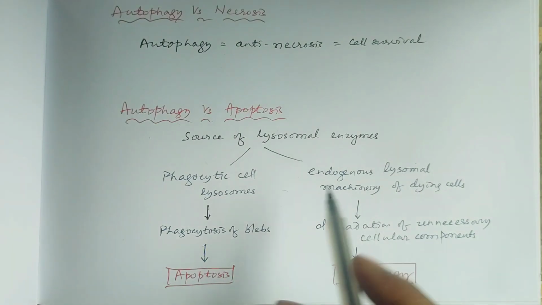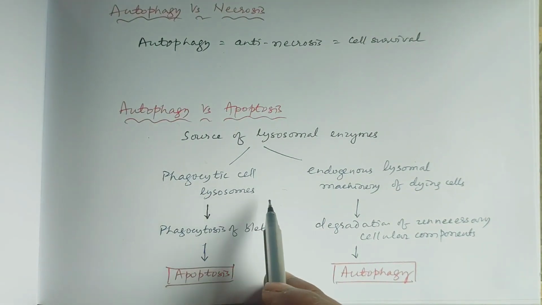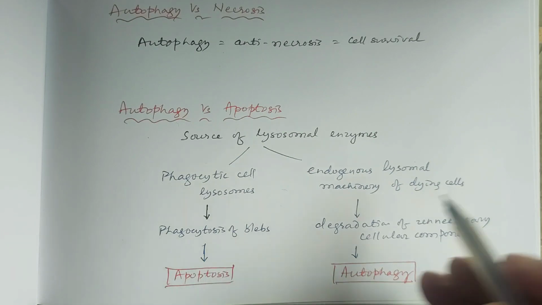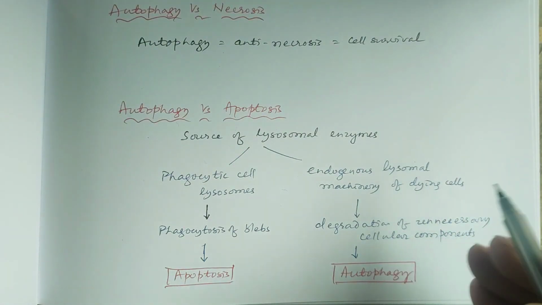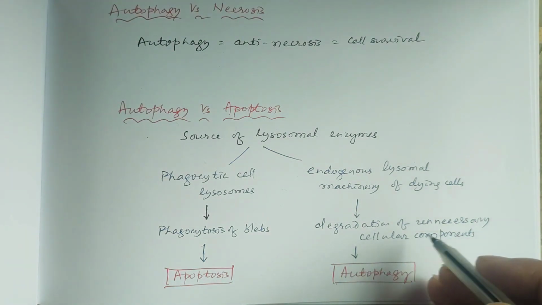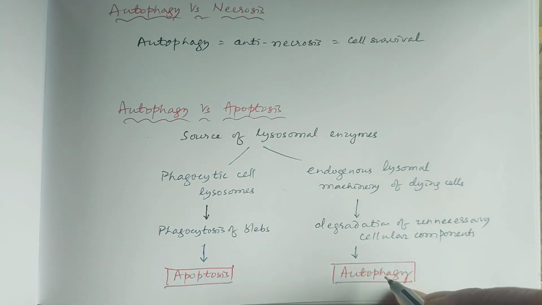So the phagocytic cell lysosomes actually cause the phagocytosis of blebs in case of apoptosis, whereas the endogenous lysosomal machinery of the dying cell itself causes the degradation of unnecessary cellular components in autophagy. This is the difference between autophagy and apoptosis.